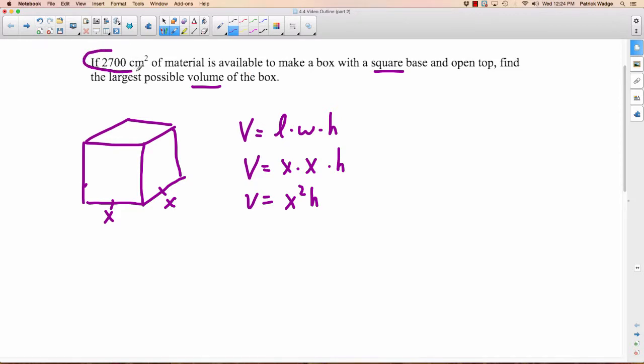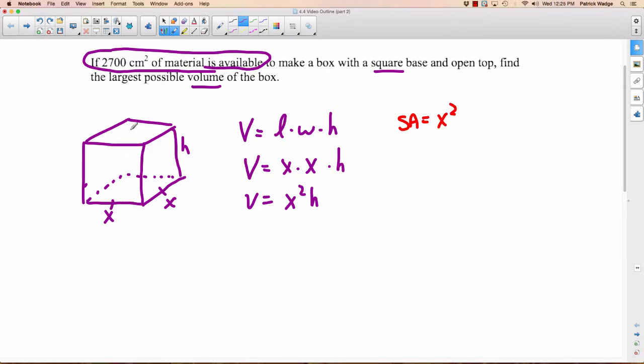It says if 2,700 centimeters squared of material is available. When they're talking about the amount of material available, we're not talking about volume, we're talking about surface area. So this is going to help us get this down to only 1 variable. We're going to write down some information about the surface area. First of all, what's the surface area equal? Well, let's call this h. In order to get the surface area, you would get the area of the bottom face. That'd be x times x, or x squared. And there's only one of those.